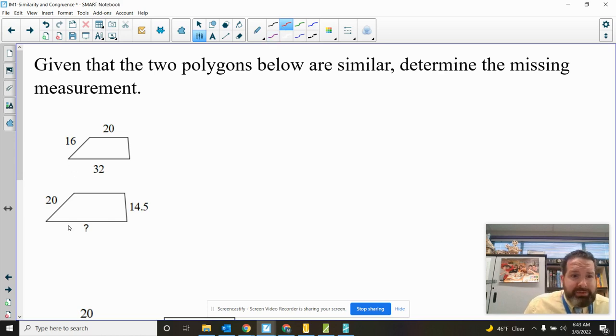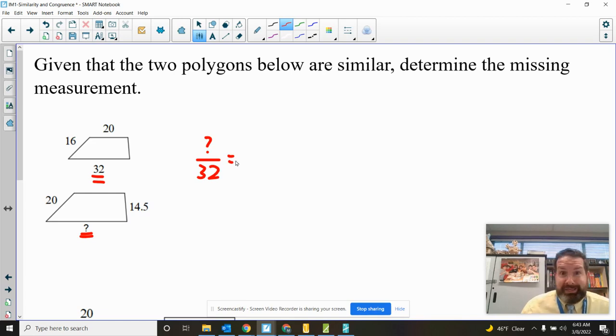The first thing I need to do is say, okay, this is the one I want to know. I need to find the corresponding side in the other figure and make a fraction out of them. And it doesn't matter what's on top and what's on bottom as long as you are consistent. So if I put the question mark on the top, and if I put the 32 on the bottom, that means that I'm taking the measurement from the bottom shape for my numerator and from the top shape for the denominator.